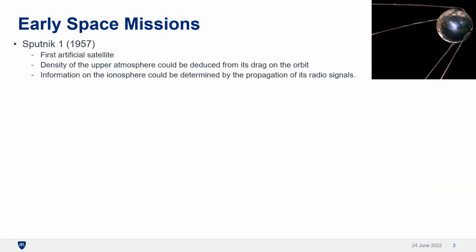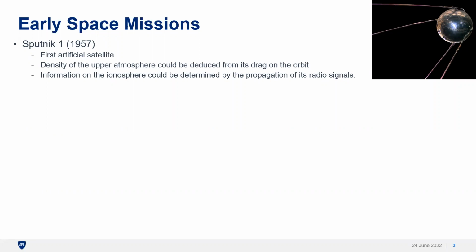So even though there's been a lot of work in space physics prior to the space age, whether it be through looking at coronagraph images or looking at ionospheric sounding, for this talk, I'm mainly focused on space-based missions. And so I'm going to start with Sputnik 1, which was the first artificial satellite. And even with this very first mission, we were able to do a lot of interesting science.